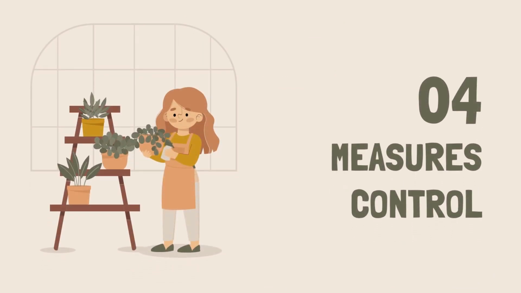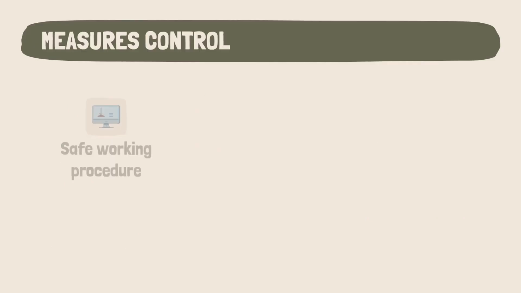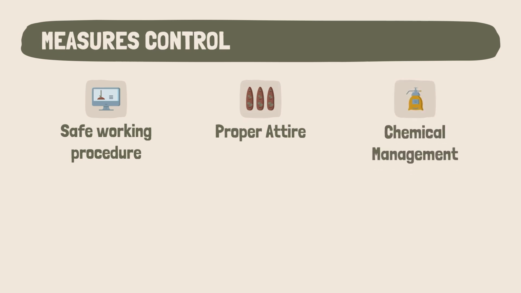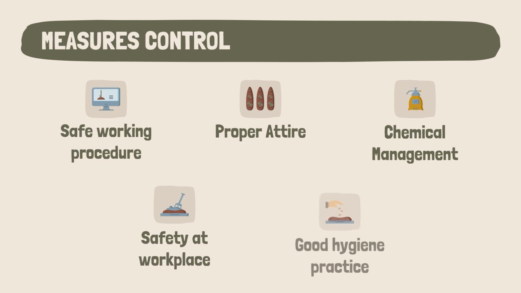The major controls that must be taken into consideration are safe working place and having proper attire like PPE for every worker. Next, chemical management is important so that people will be alert with the poison that they are handling. Furthermore, safety at the workplace is important to reduce the risk of any hazard occurring, especially during weed poisoning. Lastly, everyone must have good hygiene practice by making sure hands are kept clean to avoid any contamination.